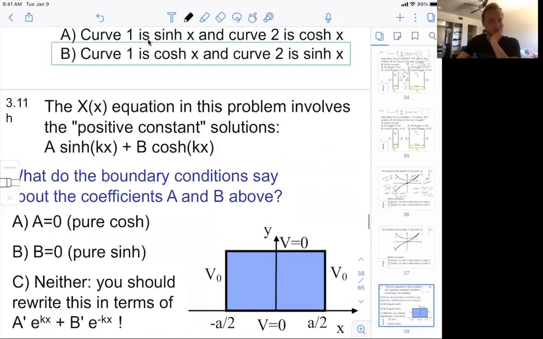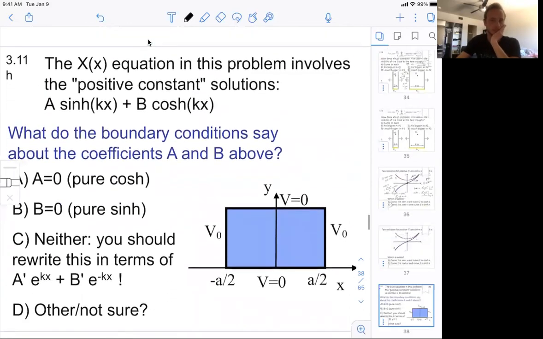Now, finally, let's use them to solve more boundary condition problems. So here, these are your boundary conditions. Imagine you have 4 walls. The top and the bottom are grounded, kept at 0. The left and right hand sides are kept at a constant, V naught, a constant voltage. So we want to find the potential inside.